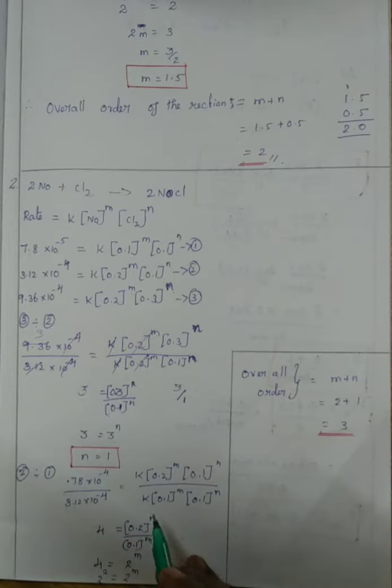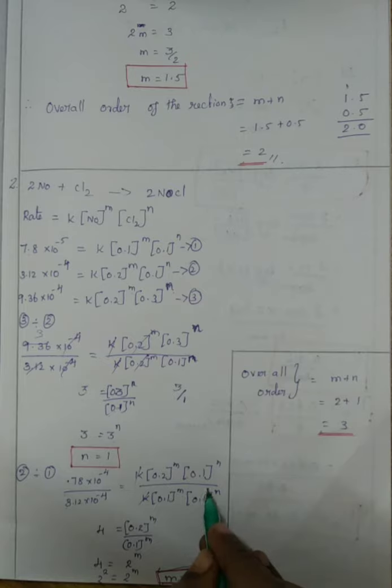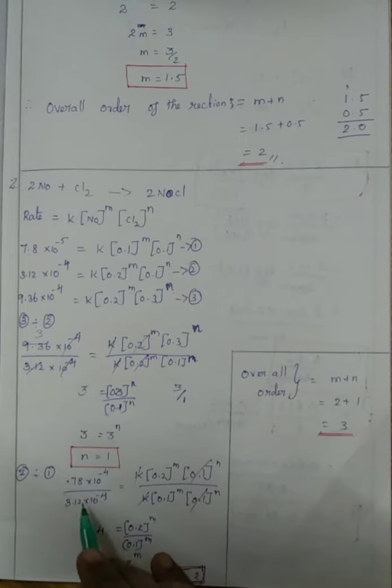Now we are going to cancel this. K and K will be cancelled, and this and this. If I cancel this, I will get 4. So 4 equals 0.2 divided by 0.1, which can be converted to 2. So 4 equals 2 power M. 4 I can write as 2 power 2. So 2 equals M. The bases are the same, so the powers automatically are going to be equal. So M equals 2.